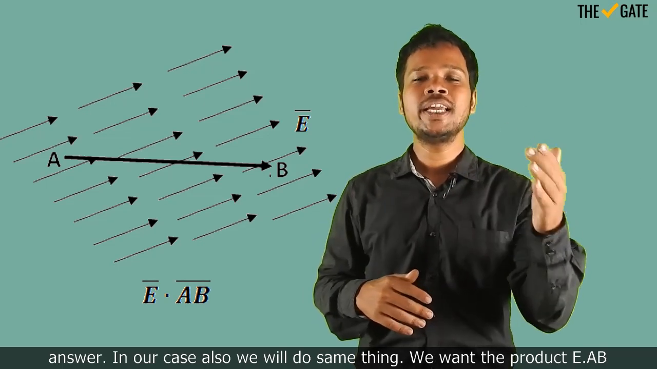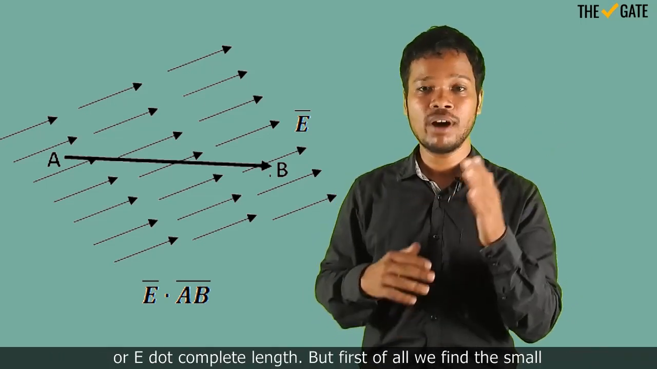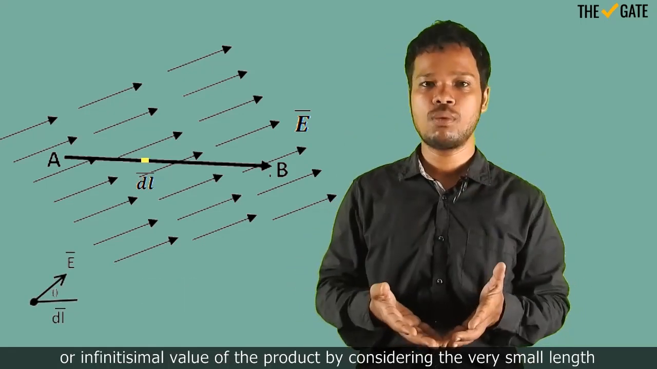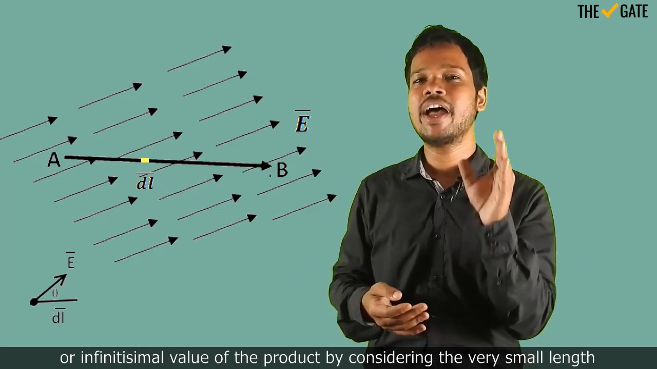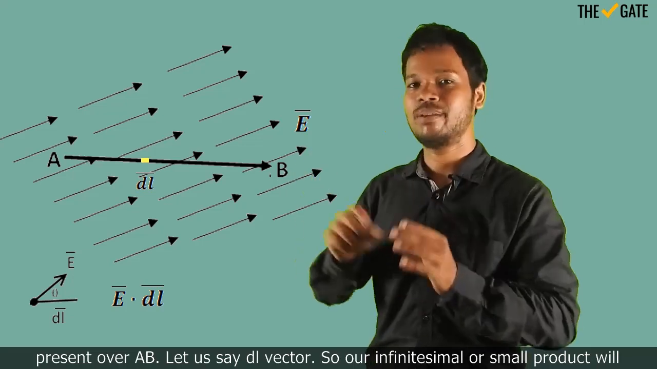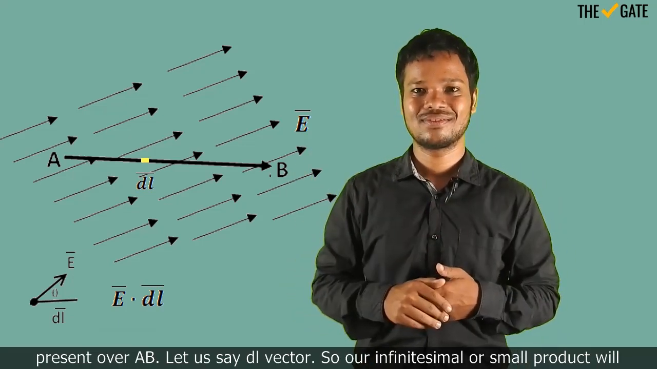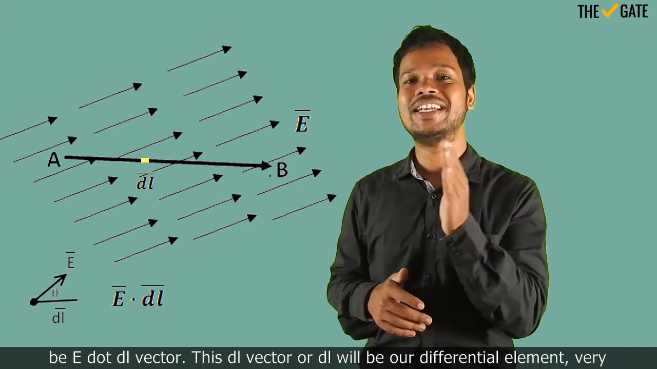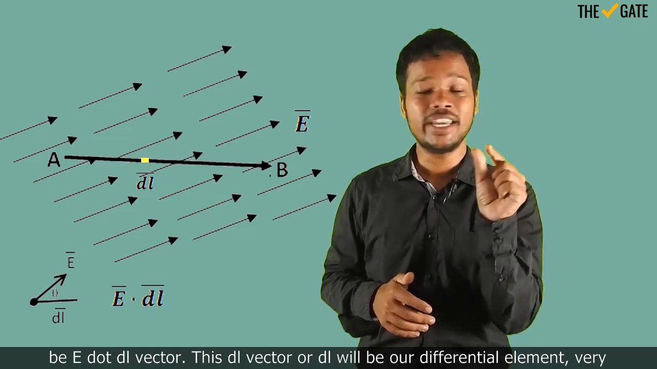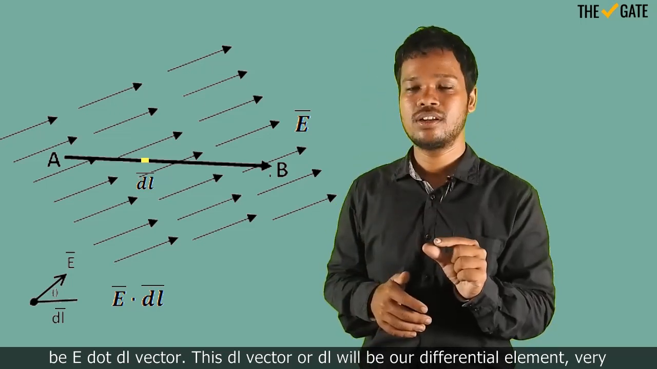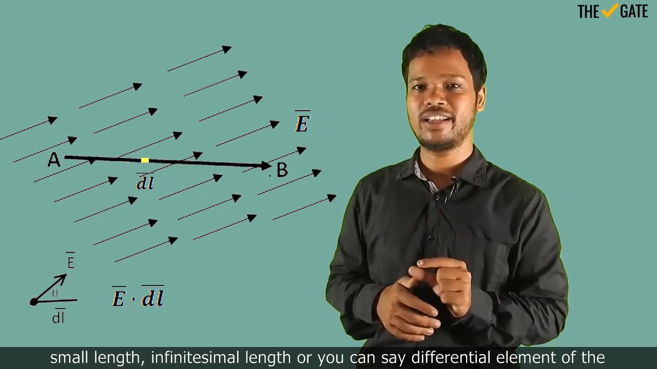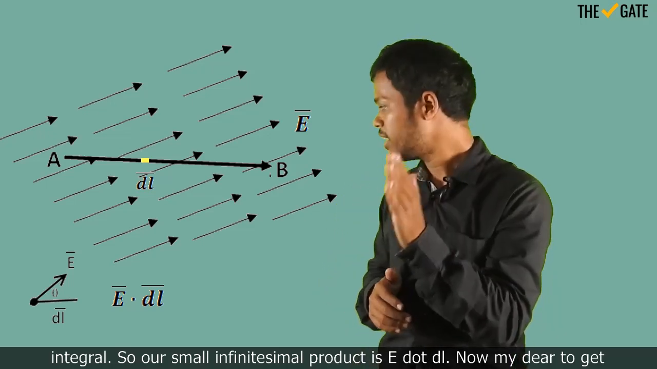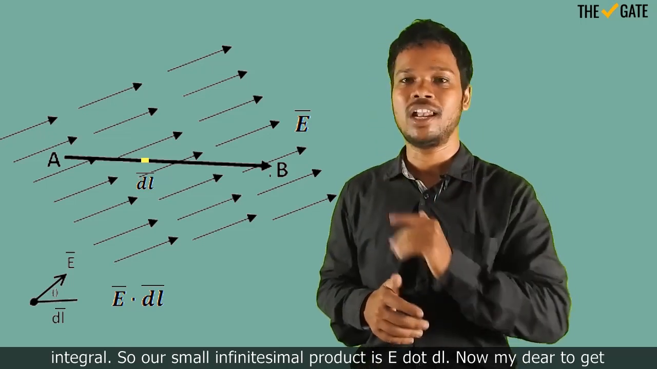We want the product E dot AB, or E dot the complete length, but first of all, we find the small or infinitesimal value of the product by considering a very small length present over AB. Let us say dl vector. So our infinitesimal product will be E dot dl vector. This dl vector or dl will be our differential element, a very small, infinitesimal length, or you can say the differential element of the integral. So our small infinitesimal product is E dot dl.